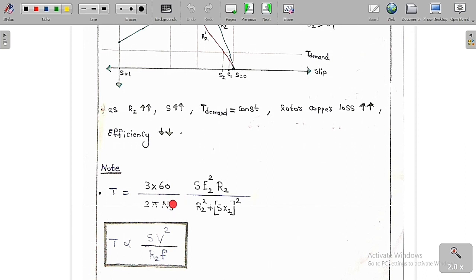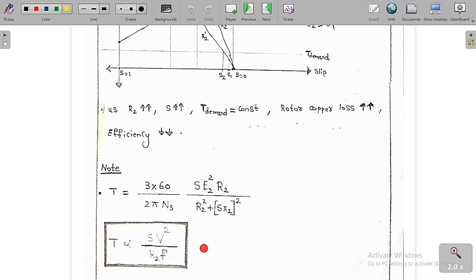But here in Ns there is a frequency F. Ns is equal to 120 F by P, so we are going to get F here. Finally, torque is directly proportional to S into V square by R2 into F. This is the torque expression in the stable region, and this is the important relation that you always have to remember: torque is directly proportional to S into V square by R2 into F.